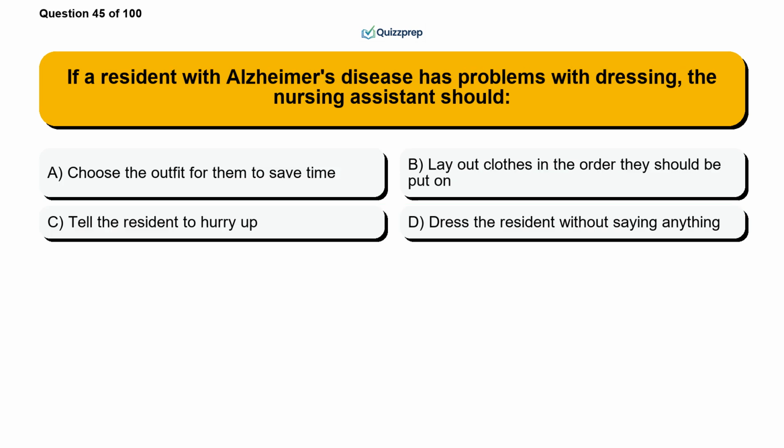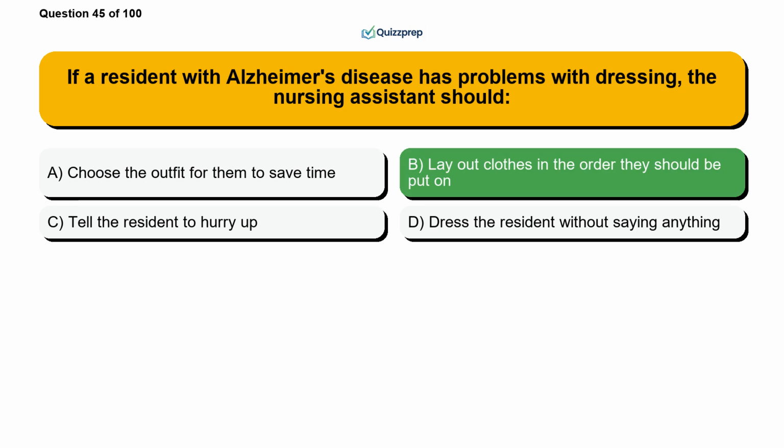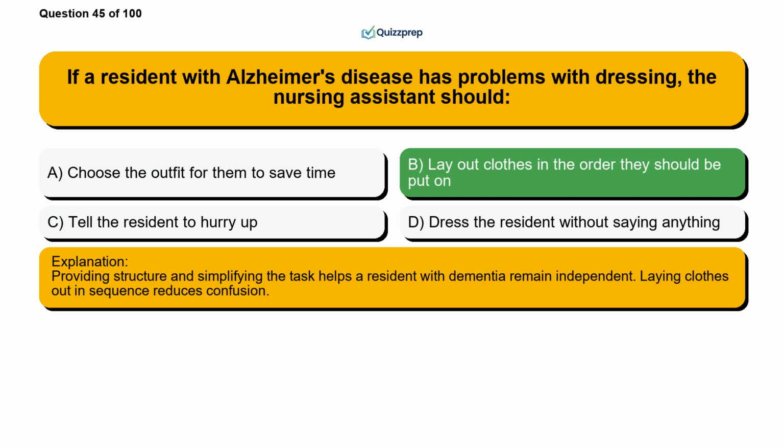Question 45. If a resident with Alzheimer's disease has problems with dressing, the nursing assistant should: Option A, choose the outfit for them to save time. Option B, lay out clothes in the order they should be put on. Option C, tell the resident to hurry up. Option D, dress the resident without saying anything. The correct answer is option B, lay out clothes in the order they should be put on. Providing structure and simplifying the task helps a resident with dementia remain independent. Laying clothes out in sequence reduces confusion.